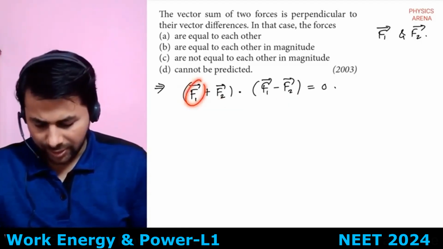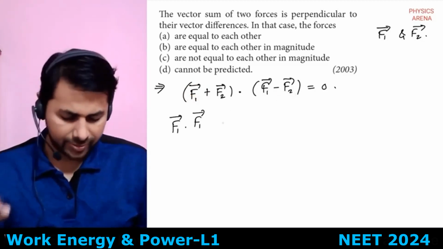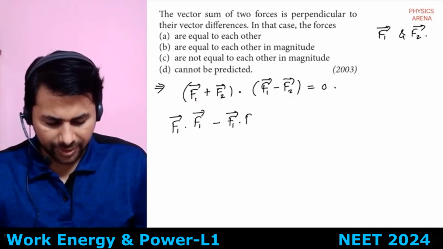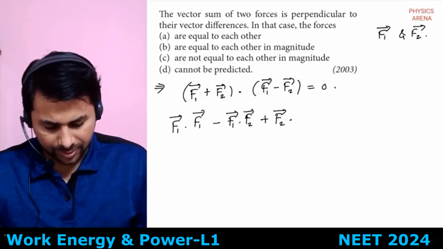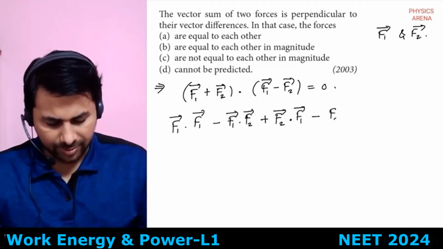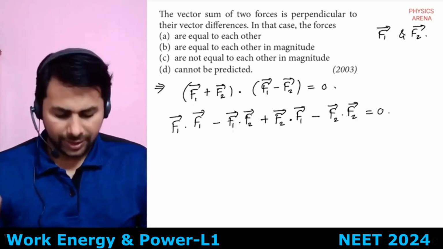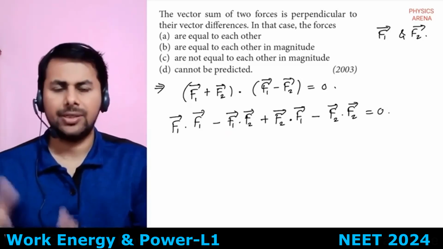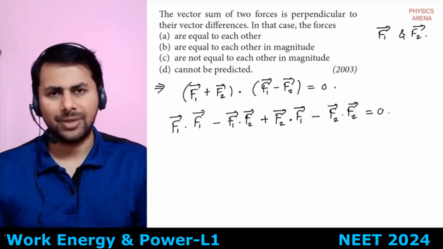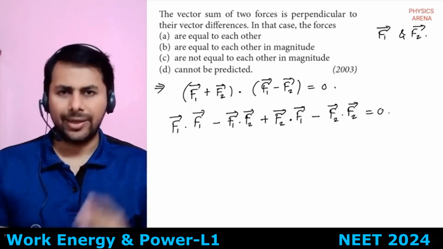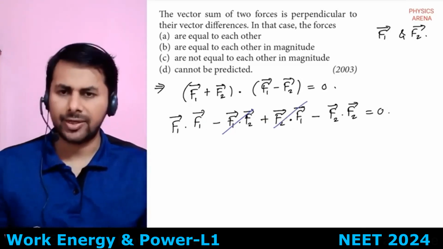Okay, let's multiply this out. So you have F1 bar dot F1 bar. Then F1 bar multiplied by minus F2 bar, so you can say minus of F1 bar dot F2 bar. Then you have F2 bar dot F1 bar, so plus F2 bar dot F1 bar, and minus F2 bar dot F2 bar. This is equal to 0. So now when you multiply two vectors, F1 bar dot F2 bar is F1 into F2 multiplied by cos of the angle between the two. And F2 bar dot F1 bar is also the same. So a bar dot b bar is equal to b bar dot a bar. But here you have a negative sign and here you have a positive sign, so this thing will get cancelled.